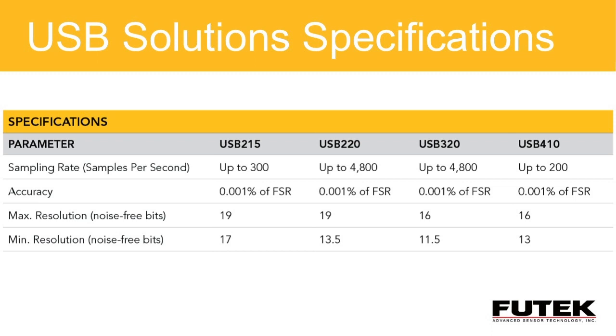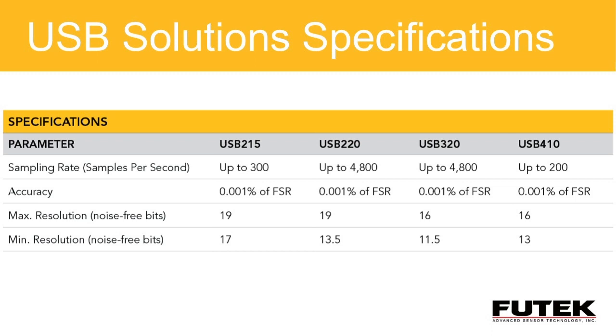Over the last several years, we've grown our family of products within our USB product line. This slide represents some of the key aspects to our USB solution in terms of performance. First of all, you can see we have several devices that we offer, from our USB 215 all the way up to our USB 410. As far as sample rate capability, everything from 300 samples a second up to 4,800. Accuracy-wise, all of them are down at 0.001%. So when you look at your error budget, essentially negligible performance relative to the overall system error budget.